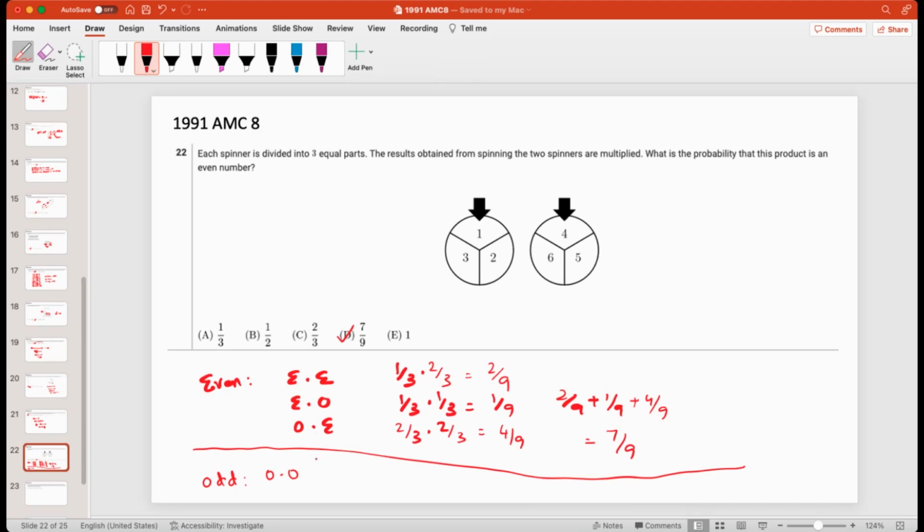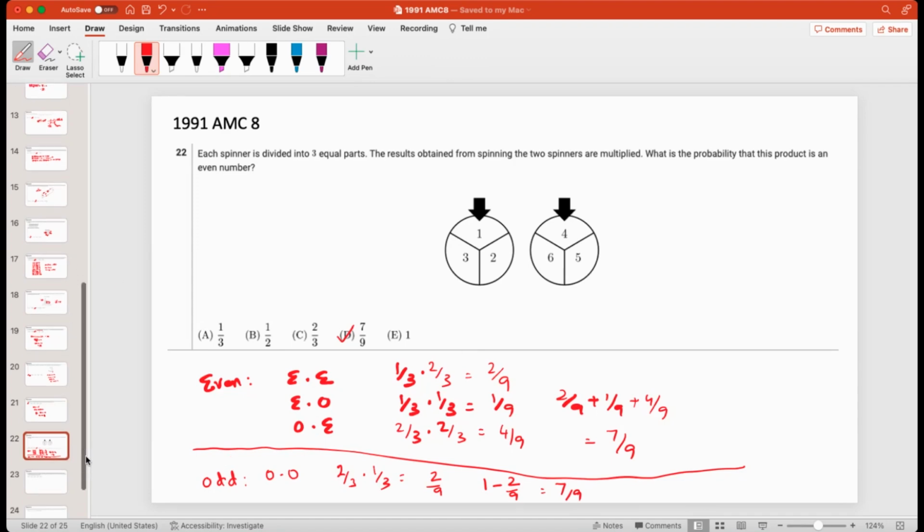No, right? So odd into odd will be 2 by 3 into 1 by 3. This will become 2 by 9. So we subtract 1 minus 2 by 9, which is 7 by 9. Got it? Because we are taking the odd possibility. Everything other than odd is going to be even, correct? So 1 minus 2 by 9. This is the other way of doing it. This is also possible. You'll get the same answer. Okay, go into the next question.